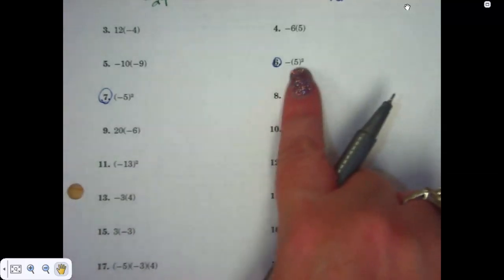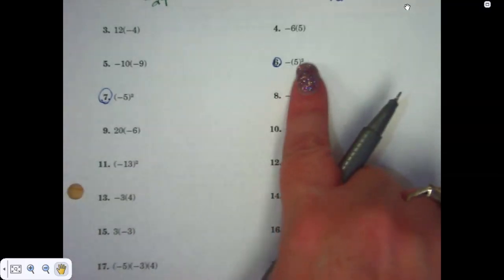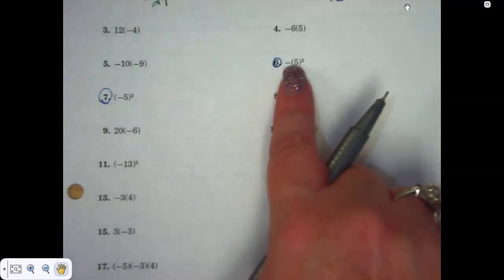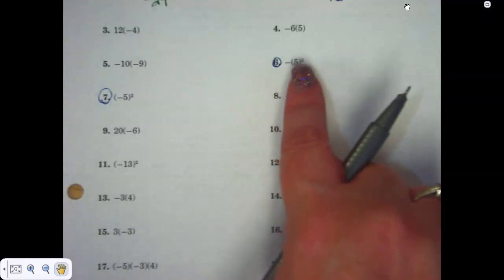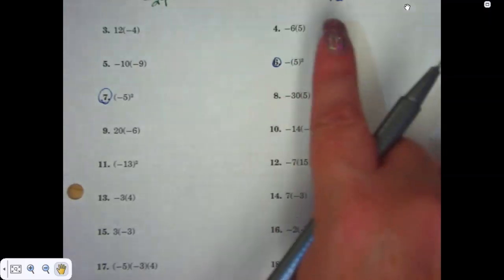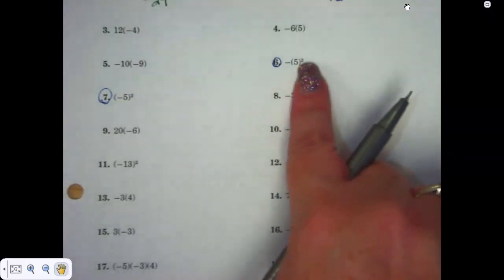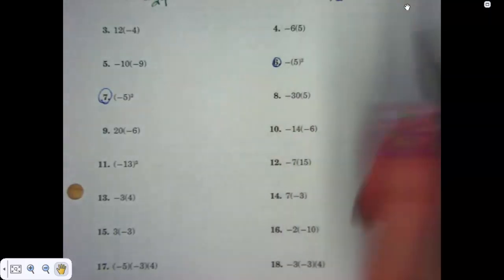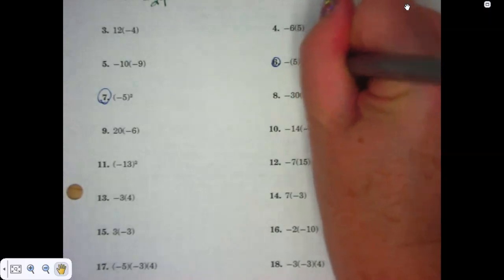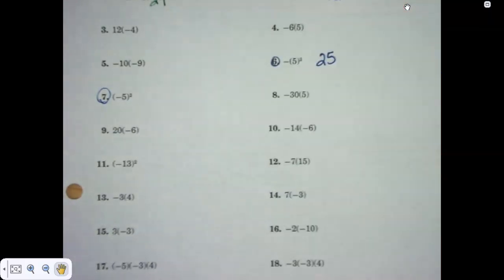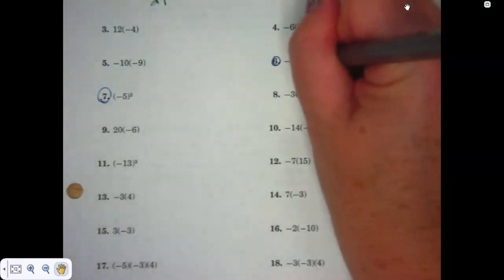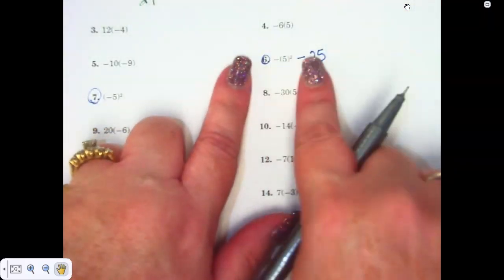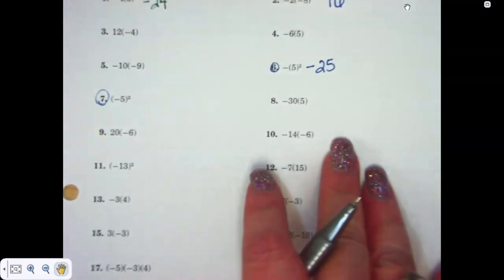Number 6 says we're squaring 5. And remember, the negative in front of it can mean the opposite. So we're looking for the opposite of 5 squared. Well, what is 5 squared? 5 squared means 5 times 5, and what's 5 times 5? 25. What's the opposite of 25? Negative 25. Or you can think about it as we're squaring that, and then we just bring that negative over. It's negative 25.